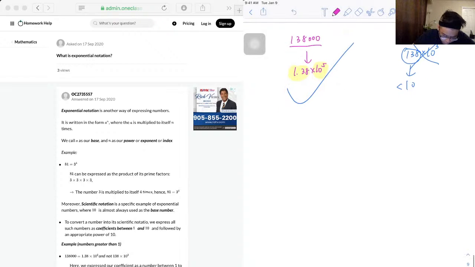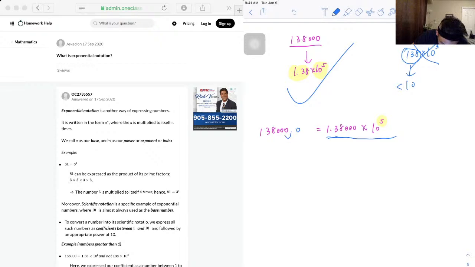I'll write it on here. So 138,000 is equal to 1.38000 times 10 with exponent of 5. And the reason why the exponent is 5 is that we imagine there's a 138,000.0 equal to the right hand side. And now we need to move the decimal 5 times in order to get 1.38.